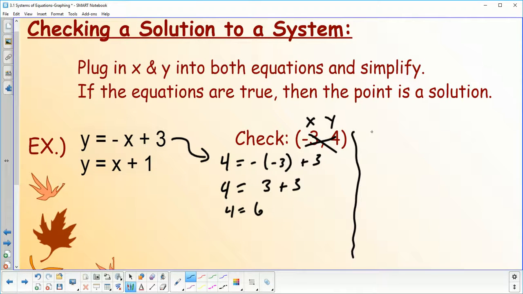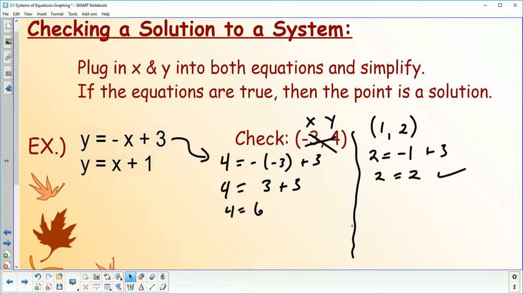Okay, I'm going to give you another example here. We can do the point 1, 2. I'm going to plug in then still, I'm going to start with that first equation, 2 for y. I get a negative x, or a -1 now, plus 3, and that gives me 2 equals, combining -1 and 3, 2, which is good. So that's a true statement.